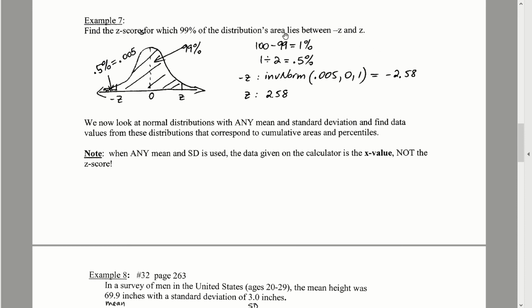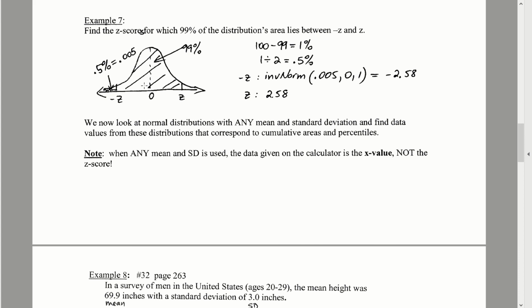So especially with something like this, it's a good idea to try and draw a rough sketch of the graph. Draw something like this, and here's our 0 because it's a z-score. So we have a negative z over here to the left, a positive z over here to the right, and 99% or 0.99 of the area is going to be between those two z-scores. We want to find their values.